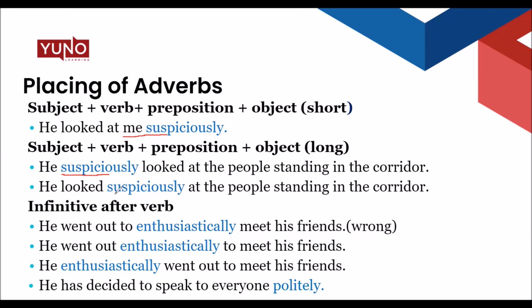Or sometimes we have the infinitive after the verb, that is to do something, to go somewhere. And usually we make a mistake of putting the manner adverb between to and the verb form. That is, we have a split infinitive. We split the infinitive to meet. He went out to enthusiastically meet his friend. Wrong. He went out enthusiastically to meet his friends. He enthusiastically went out to meet his friends. Anyway, both are correct. Now, he has decided to speak, to speak to everyone politely. We won't say he has decided to politely speak to everyone. So we place the word politely afterwards.